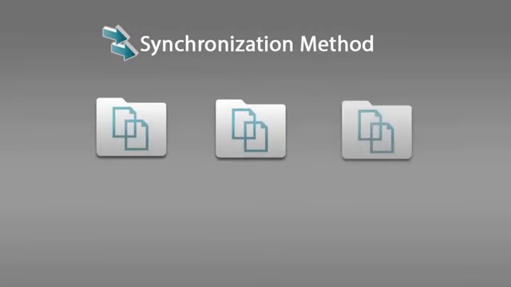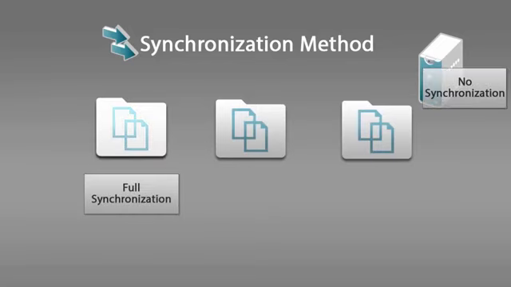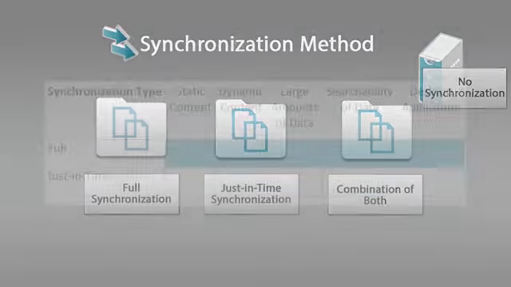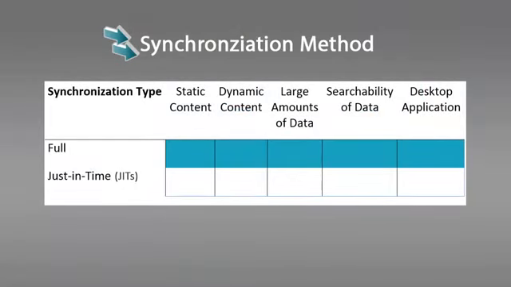Suppose you have 3 net folders associated with a single net folder server. The synchronization method does not have to be the same for each net folder. It might make sense to not synchronize the net folder server, and implement full synchronization on one net folder, just-in-time synchronization on another, and perhaps both methods simultaneously for another. There is no perfect implementation that applies to all net folders. Instead, review the data that the net folder is accessing, and consider the following.